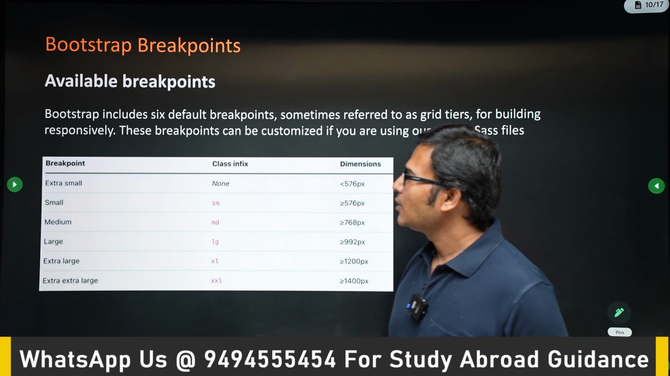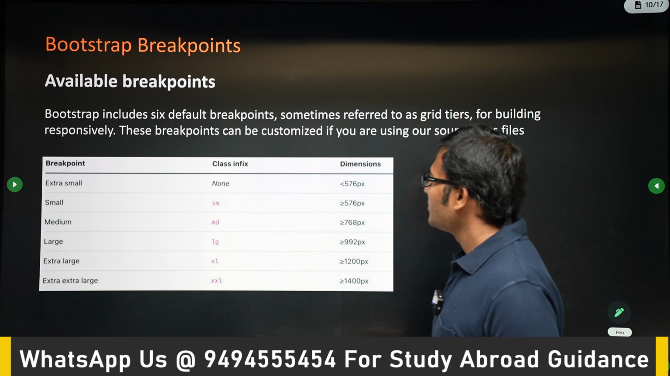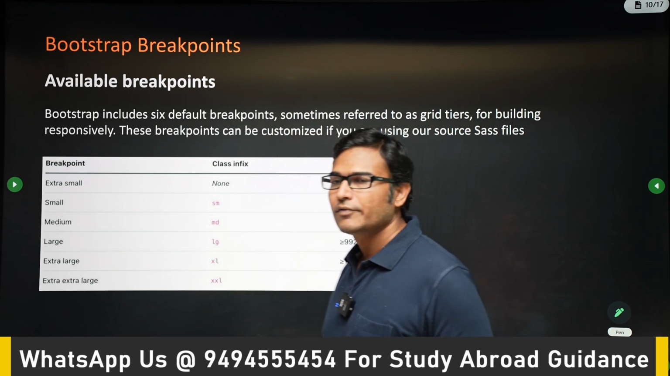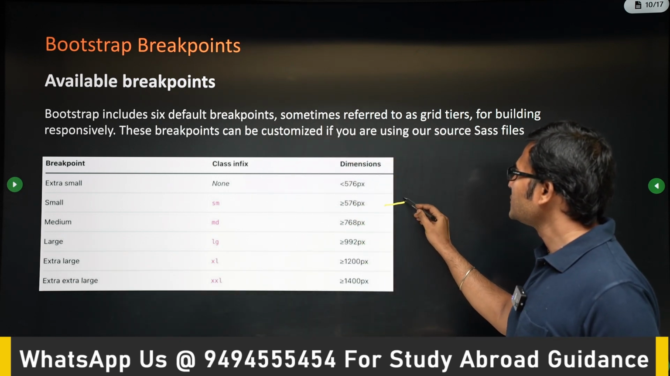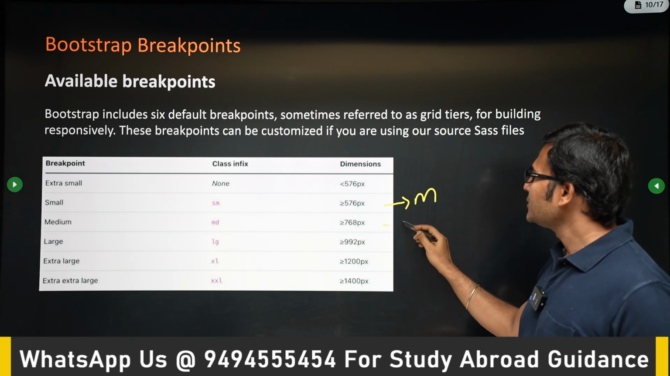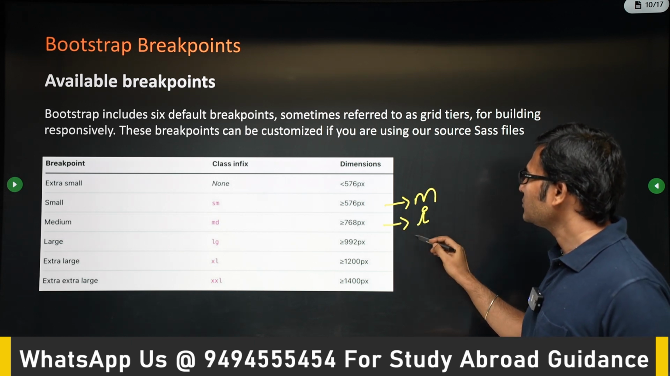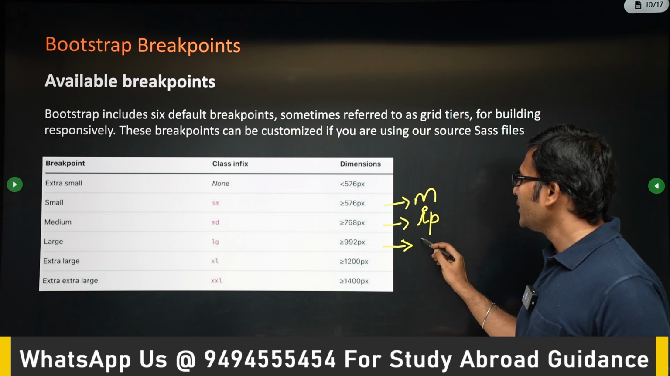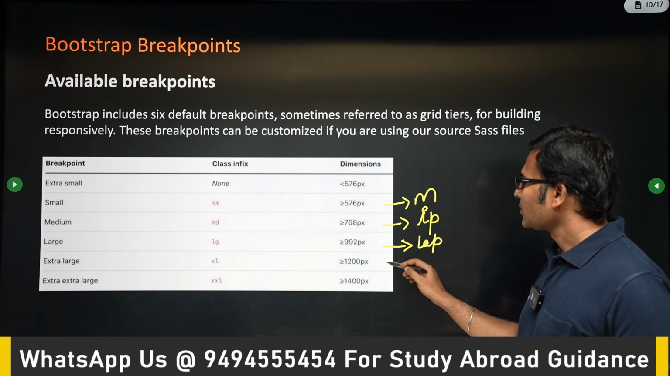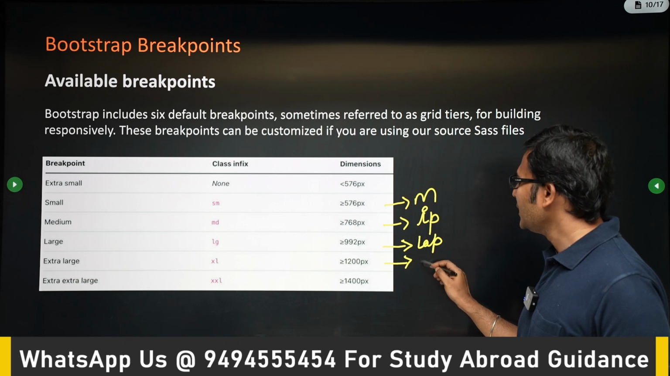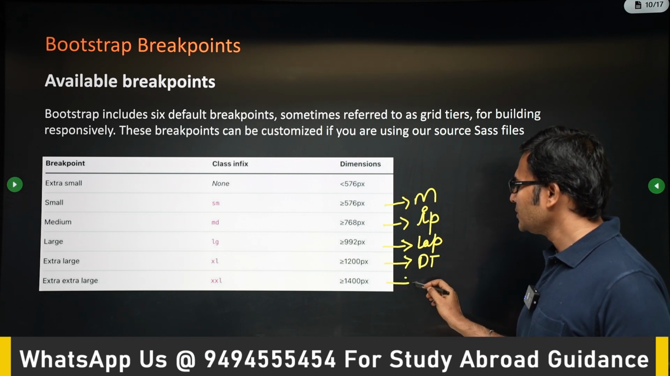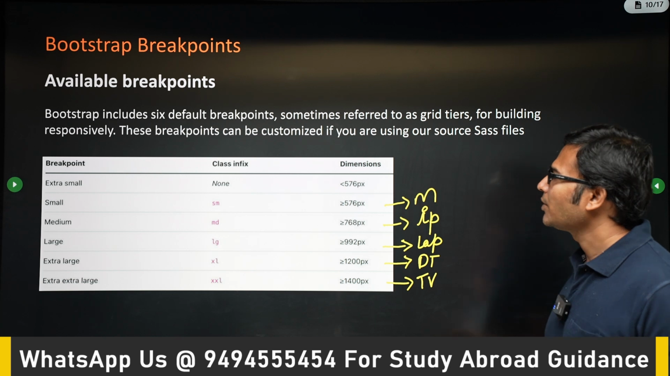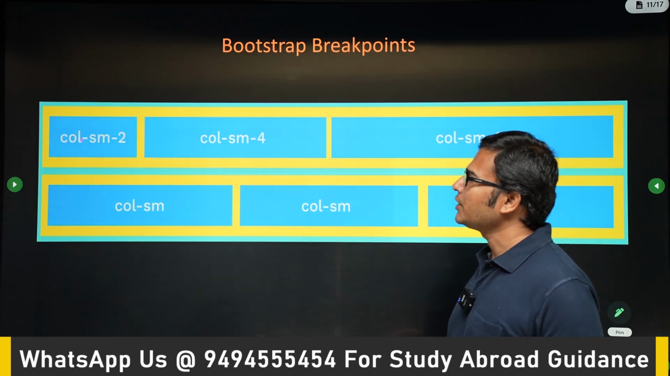And then there are breakpoints available. So the different breakpoints available are extra small, small, medium, large, extra large. We have just discussed. So basically small device means a mobile, and medium device means tablet like iPad, and large device means laptop, and extra large device means desktop, and extra extra large means your big screens, maybe TV or even bigger screens that you are going to display. Okay, I will show you why these breakpoints are important.